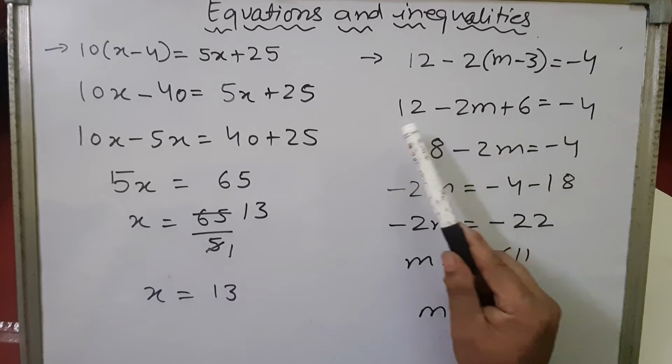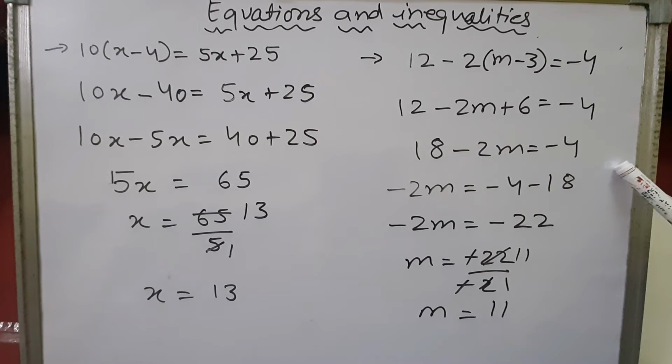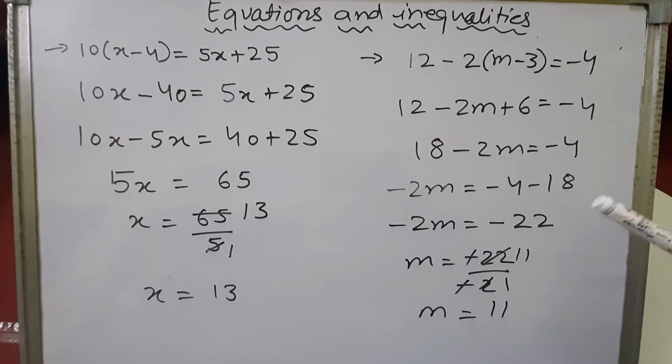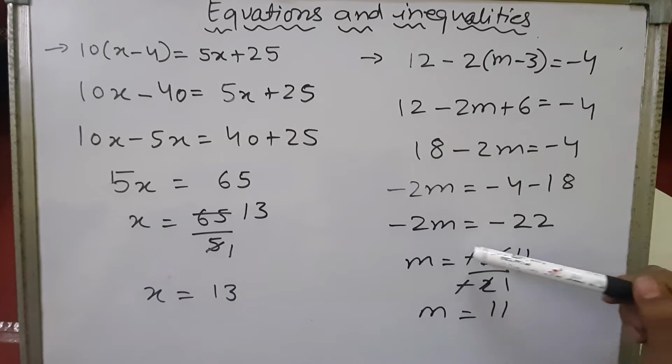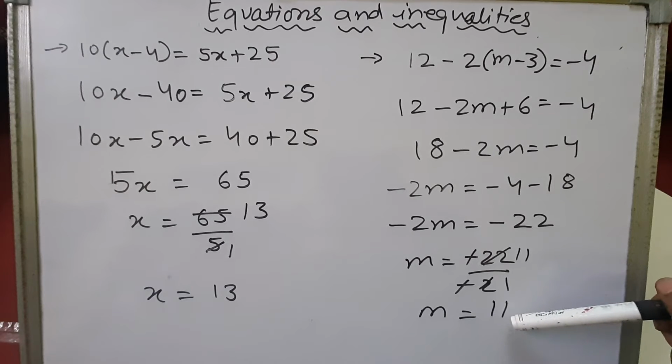Alright, now these two terms we can add, 12 and 6. So 12 plus 6 will be 18. 18 minus 2m equals minus 4. When we transfer 18 to the right hand side, we'll get minus 2m as minus 4 minus 18. So the value of minus 2m will be obtained as minus 22. Now for obtaining the value of m, we have to divide by 2 here. So we'll get minus 22 upon minus 2. Minus minus will get cancelled. 22 upon 2: 2 11s are 22, so we get 11. The value of m will finally be obtained as 11. Alright, note down.